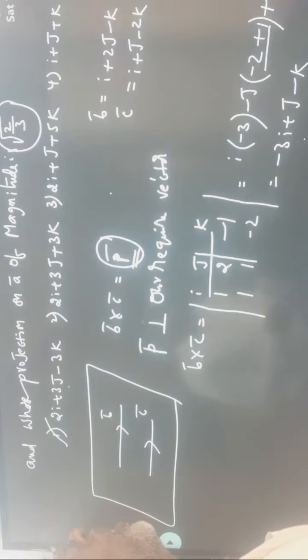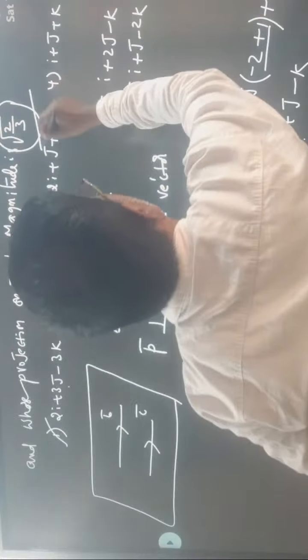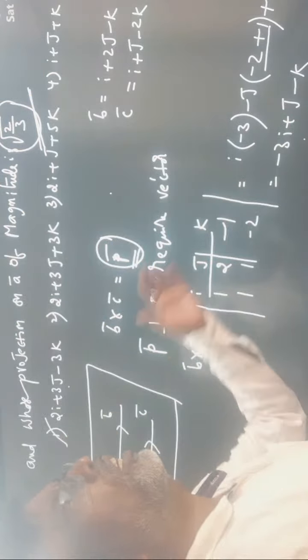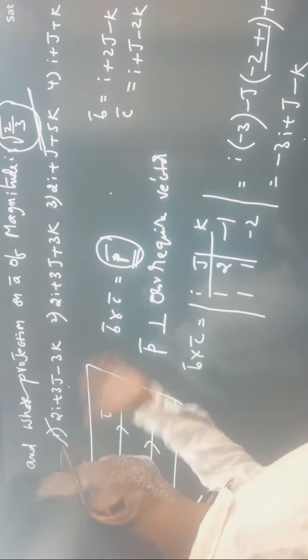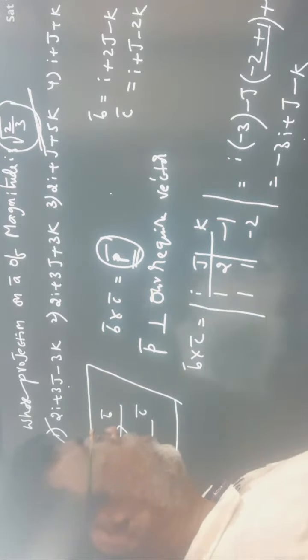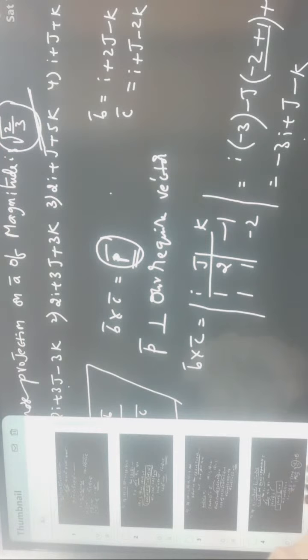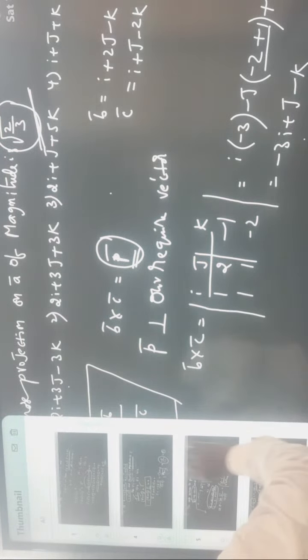What is the projection? A dot B by mod B. We have to check whether it is root 2 by 2 or not. Whichever is correct, that is the correct answer. Here in this case only the dot product gives the answer. This is the correct answer. So this is how to solve the question. Now let me explain one more question like this.